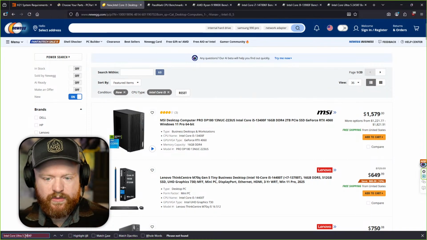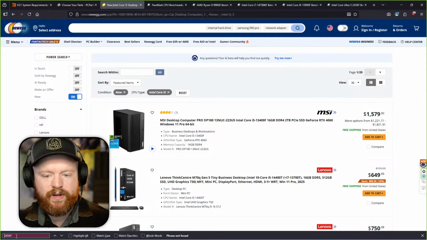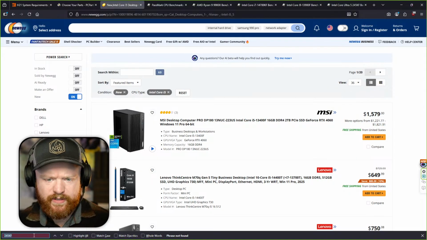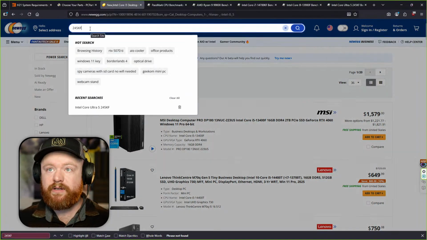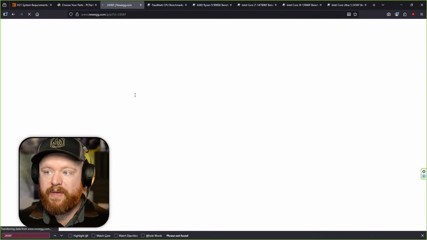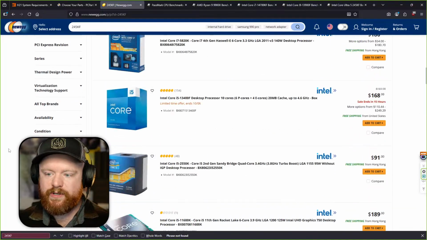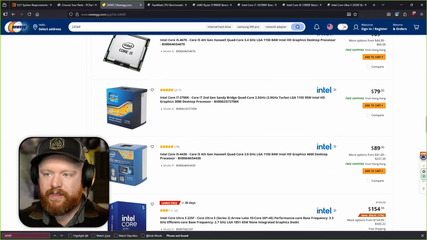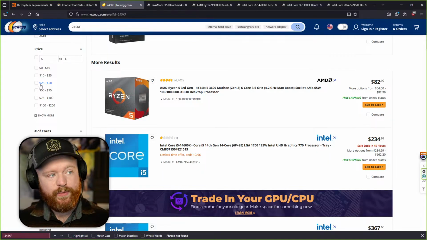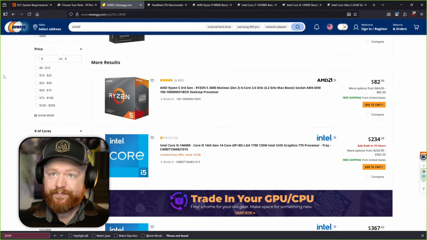So maybe we try that, or we try a keyword of 245 KF. Let's try this up here. And maybe we're lucky and it comes up here as a computer. If not, then you get the idea. But we want to start with the CPU just because that's the main brain and then go from there.